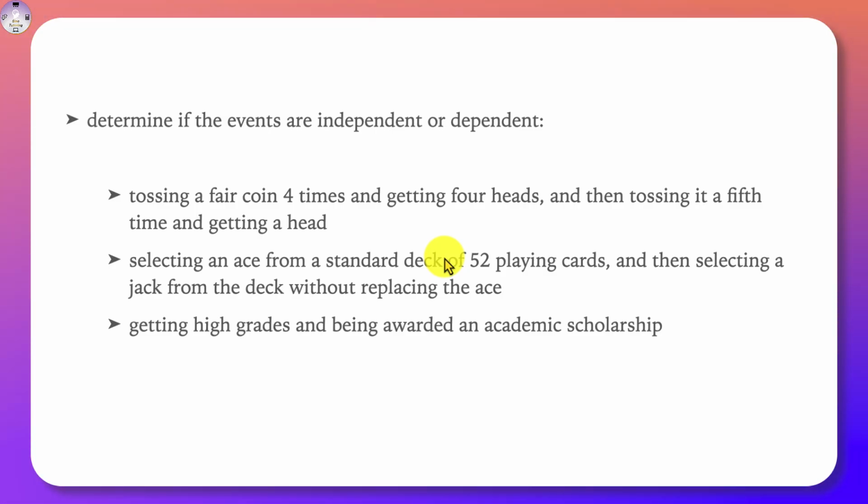So let's take a look at these problems. Determine if the events are independent or dependent. So let's look at this first one. I'm going to change the color of that. I did not like the color of the arrow. So let's look at the first one.